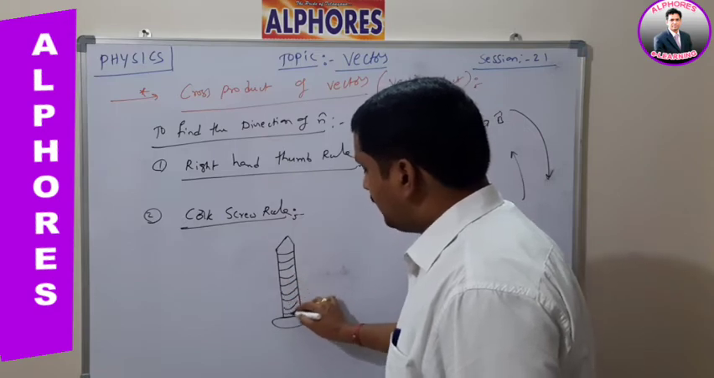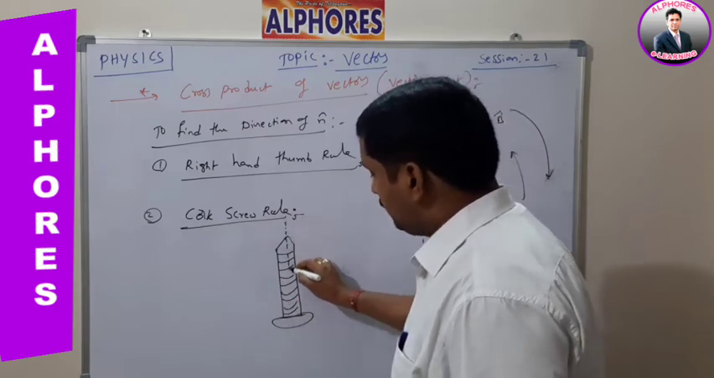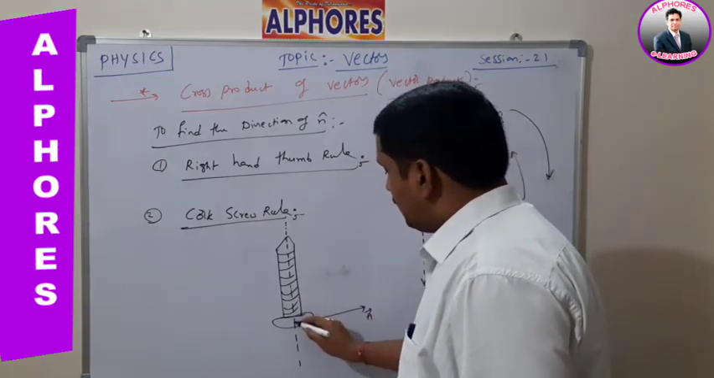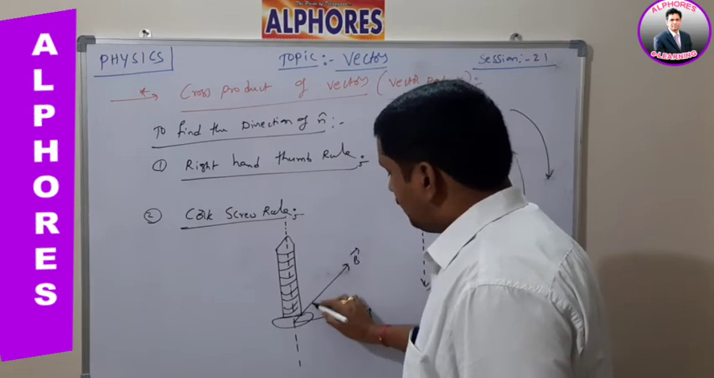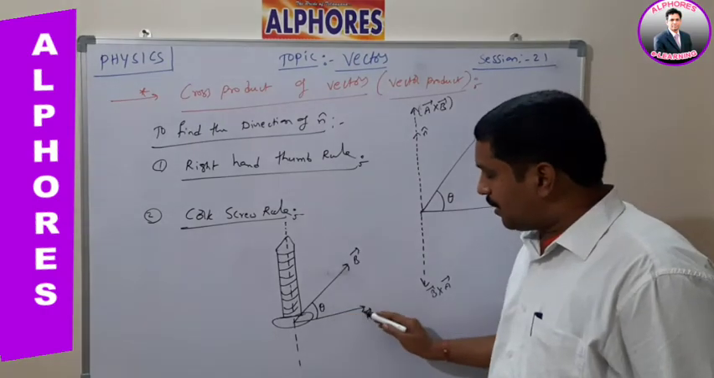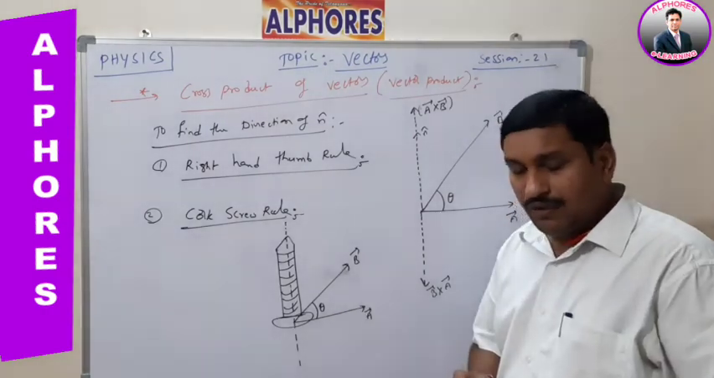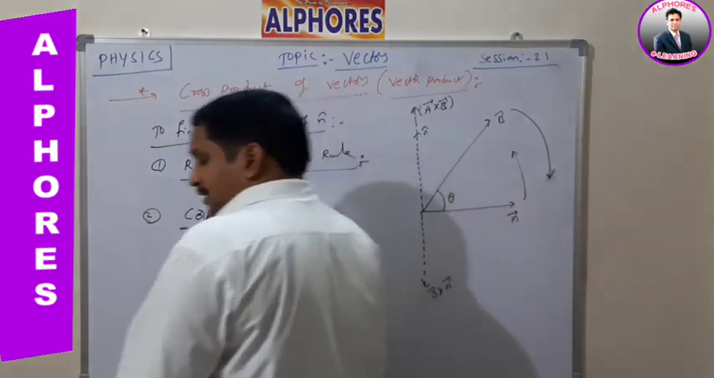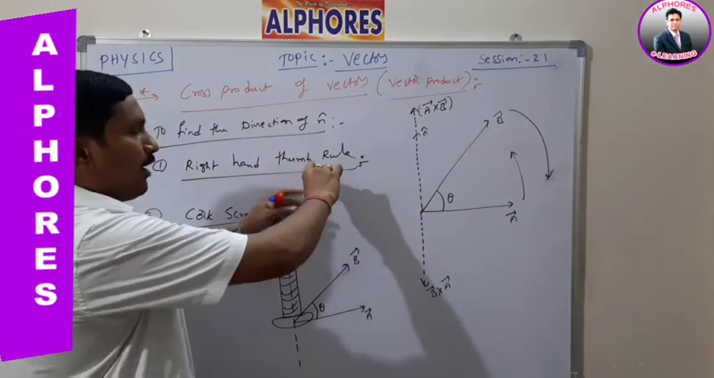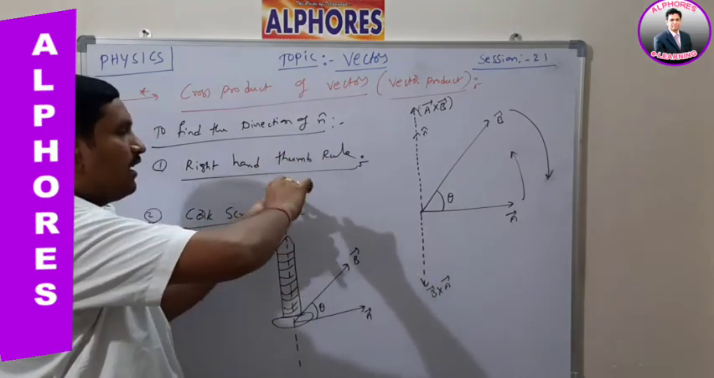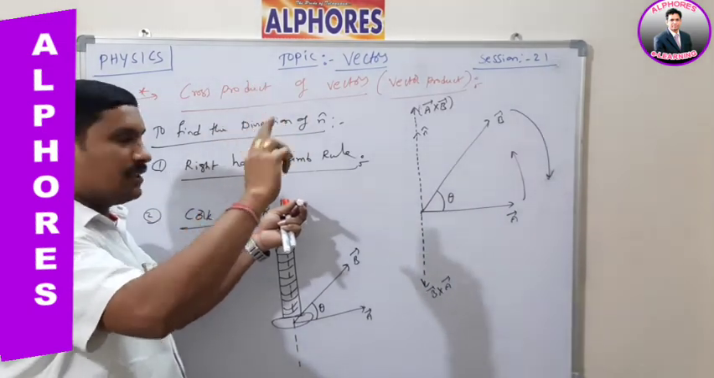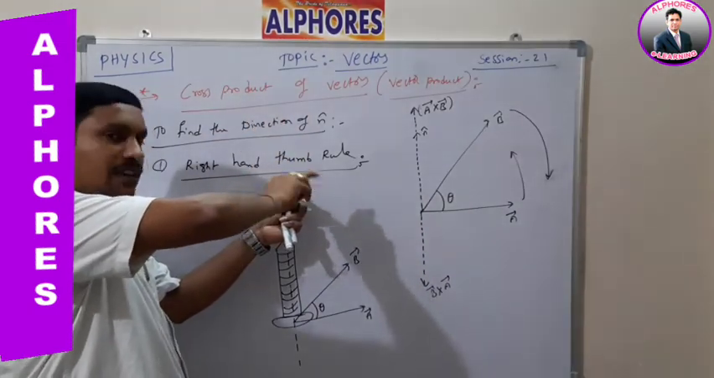Now this screw is placed on the board. Listen all of you. This is A bar vector, one vector I am taking, and this is B bar vector I am taking. The angle between the two vectors A bar and B bar is theta. If I am placing a screw like this and applying force like this, clockwise direction means I have to rotate the fingers like this. These two fingers are like two vectors, and these vectors are rotating in a clockwise sense.